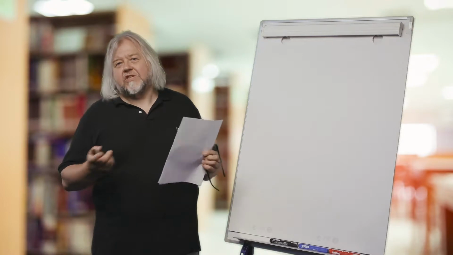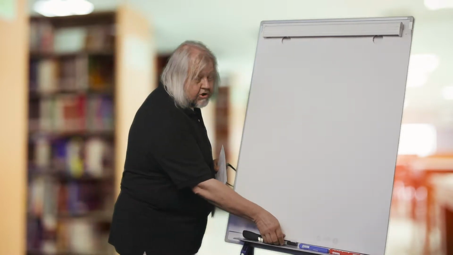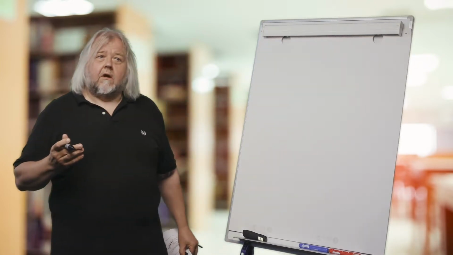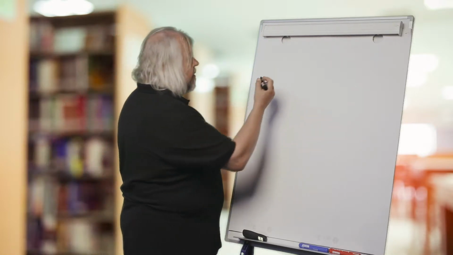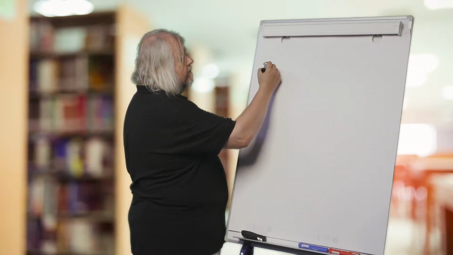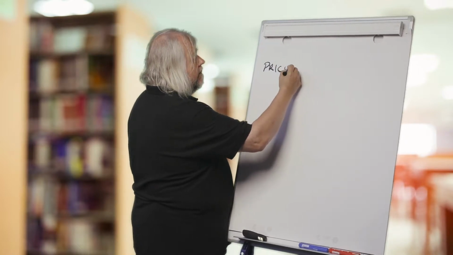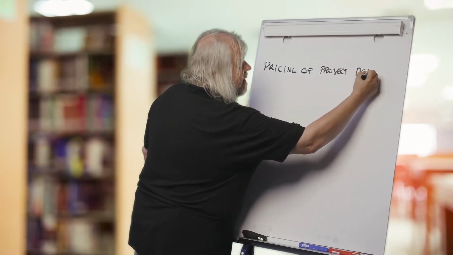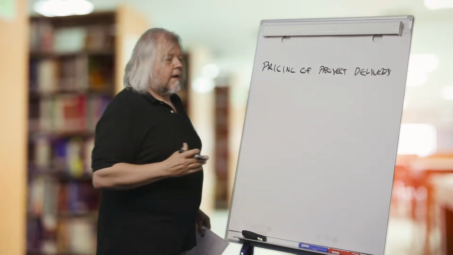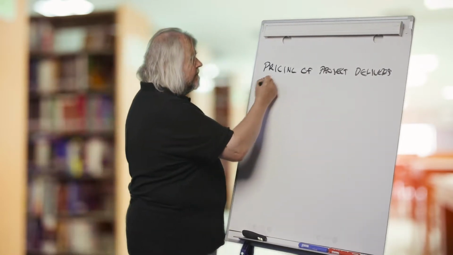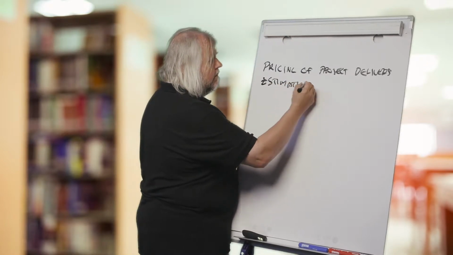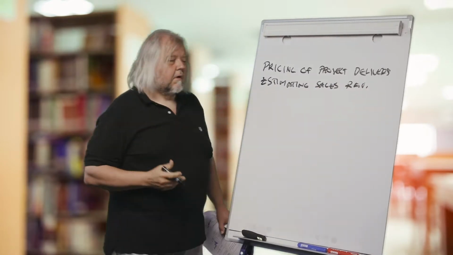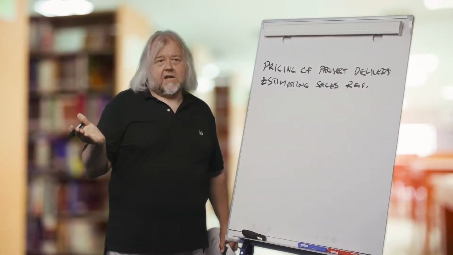So, which things are included in project cost management? First of all, for example, the pricing of the delivery of the project supplier firm. Pricing of project delivery. Then, estimating sales revenue and setting the budget for sales revenue.